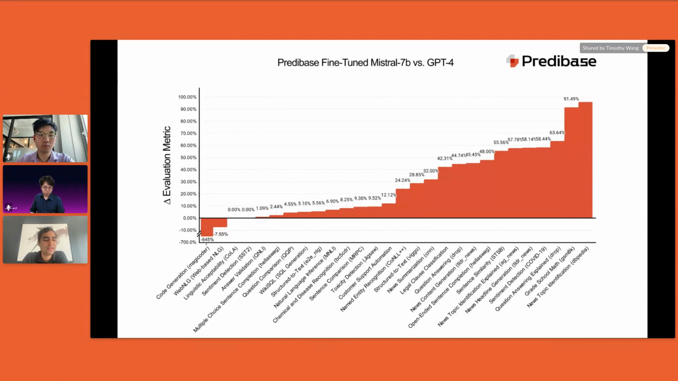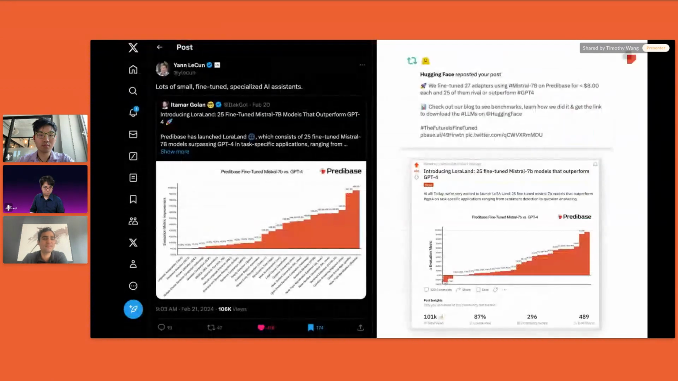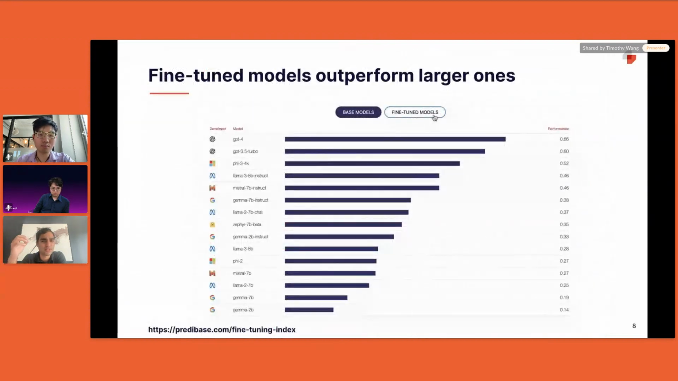We were lucky to go a little bit viral for this, where we saw the same narrative be picked up by a number of different folks within the industry. And I think one of the key reasons this really resonated was because it started to introduce this idea of lots of small, fine-tuned, specialized AI assistants, as Yann LeCun put it, and be able to ground it in real data that demonstrated that small language models actually could start to outperform some of the larger commercial and closed solutions.